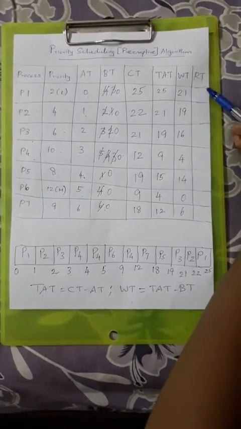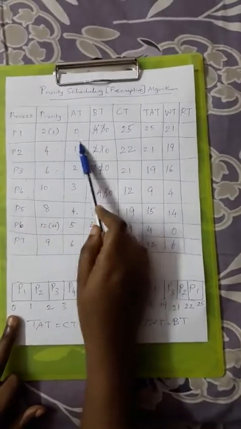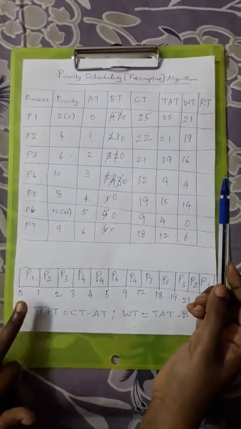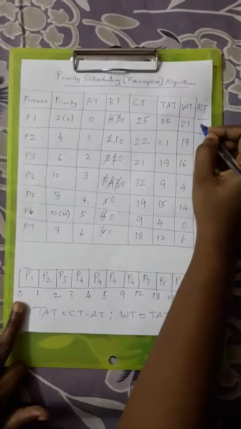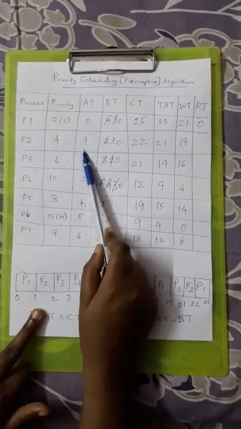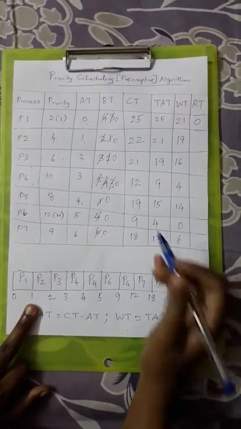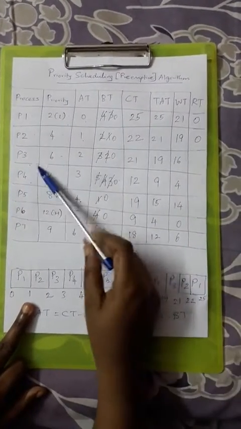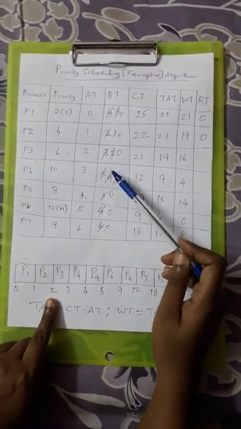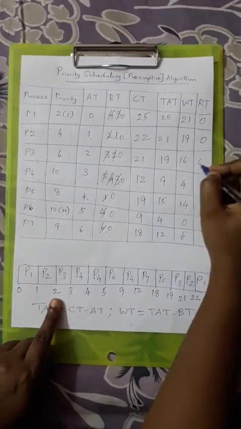Okay, next, you have to find the response time. See, the process P1 arrived in the system at the 0th millisecond and it got its first response from the system at the same 0th millisecond. So, the response time for P1 is 0. Next, the process P2 arrived in the system at the 1st millisecond and it got the response from the system at the 1st millisecond itself. So, its response time is 0. Next, the process P3 arrived in the system at the 2nd millisecond and it got its first response from the system at the same 2nd millisecond. So, its response time is 0.